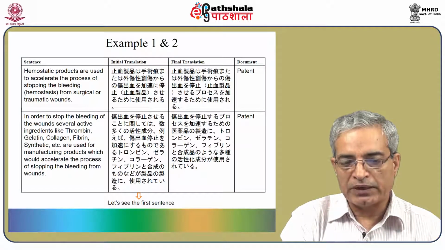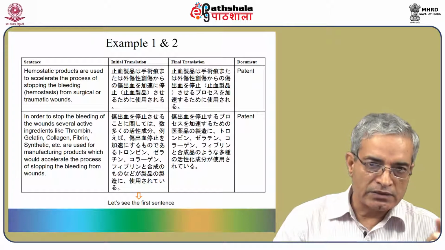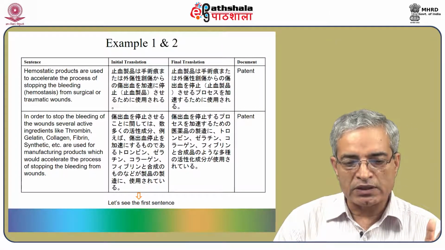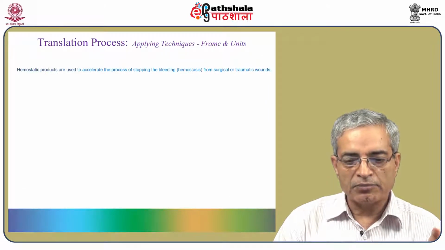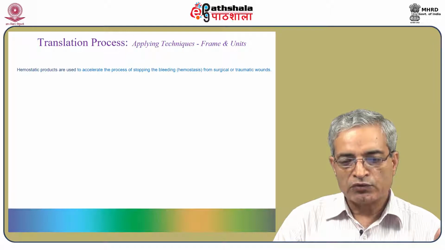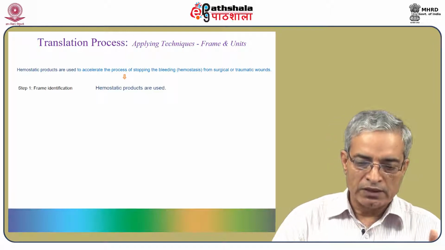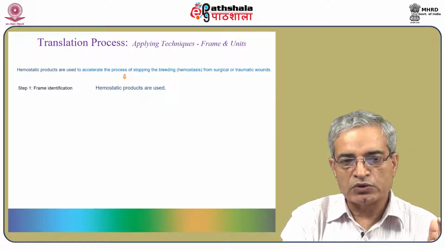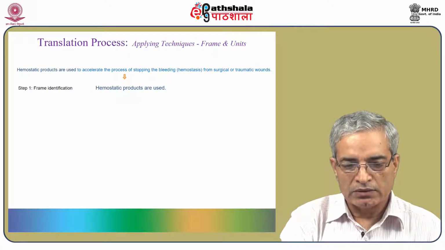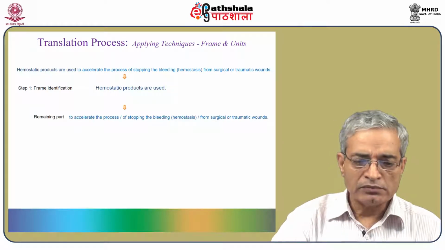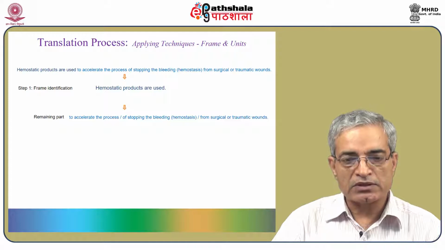These are coming from the patent, and the sentence is too small. Let me try to read it out. It's hemostatic products are used to accelerate the process of stopping the bleeding, in other words the hemostasis, from surgical or traumatic wounds. Now you can see there are two colors used here. Hemostatic products are used as the main, you can call it main or the macro, and the remaining part is to accelerate the process.